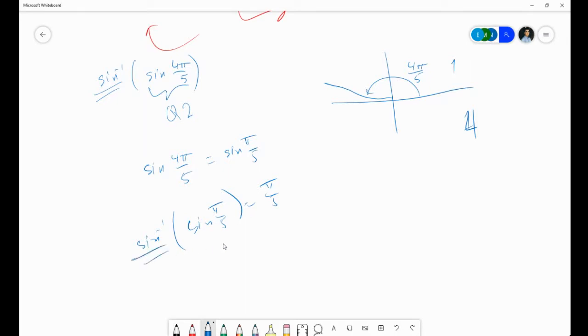Because sine inverse only exists in quadrant 1 and 4, we have to reflect it to the correct quadrant before we take the sine inverse. Most people see sine inverse and sine and think they're inverses of each other, so they just cancel and that's it, and then your answer is 4 pi over 5. That's incorrect. It's actually pi over 5, because my inverse function is on the outside.